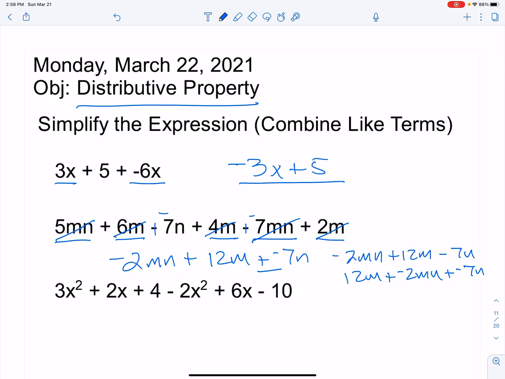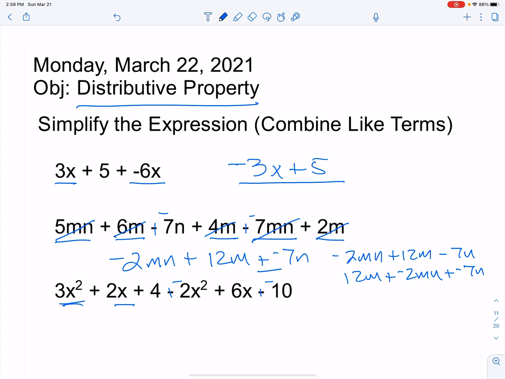Okay, so the last one, we add one more piece to it. We add exponents. So here we've got x's and x squareds, and x's and x squareds don't go together. Okay, so we can only put like things together. So the first thing that I would do in a problem like this is change my minuses and the next numbers to their opposites. And now I'm going to start combining like terms.